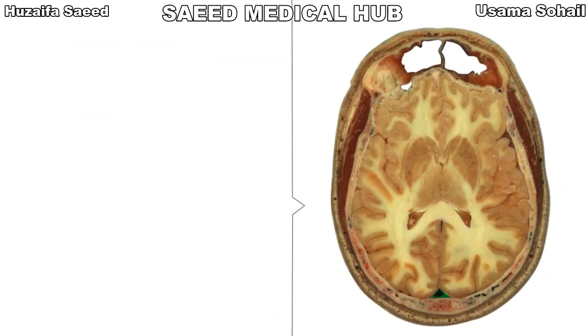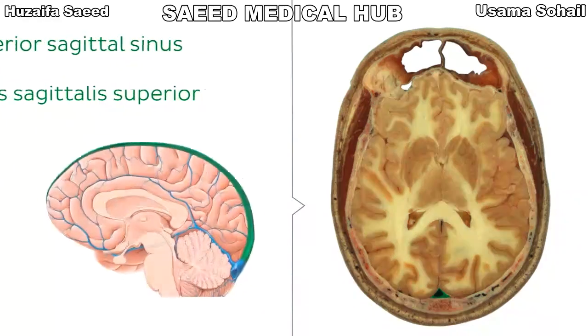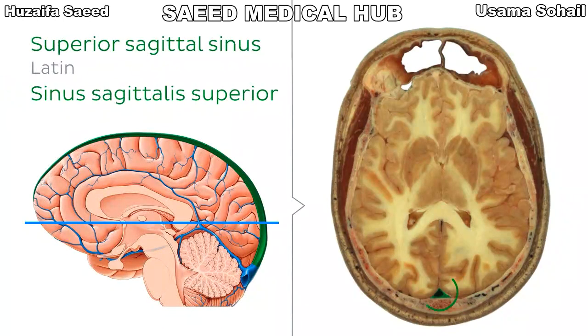The other structure of interest here is the superior sagittal sinus. The superior sagittal sinus is responsible for returning venous blood from the brain back into the circulation and is highlighted in both of our images.